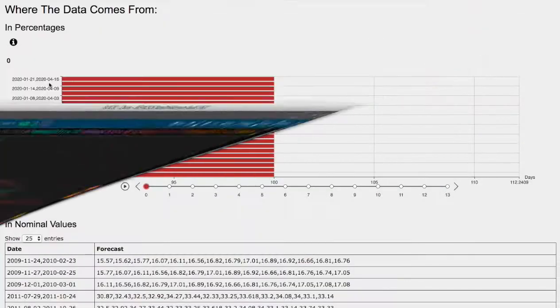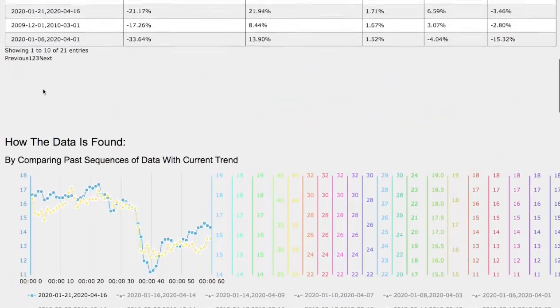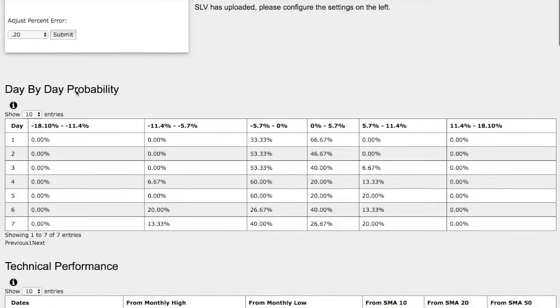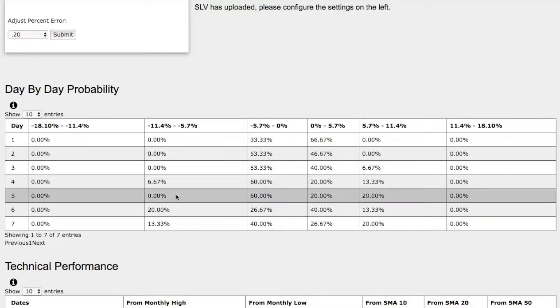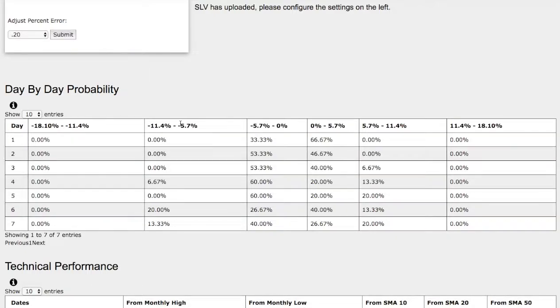So let's head back to the day-by-day probability model. As the days progress to the 7th day, we have a 27% chance for silver to head up higher between 0 and 5.7%, a 20% chance for silver to climb higher between 5.7 to 11%. On the other hand, we have a 40% chance for silver to fall between 0 and negative 5.7%, and a 13% chance for silver to fall between negative 5.7 to negative 11%.